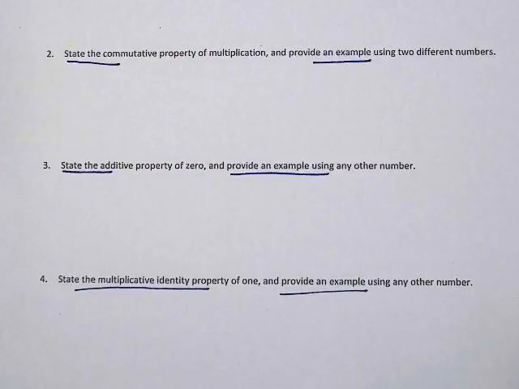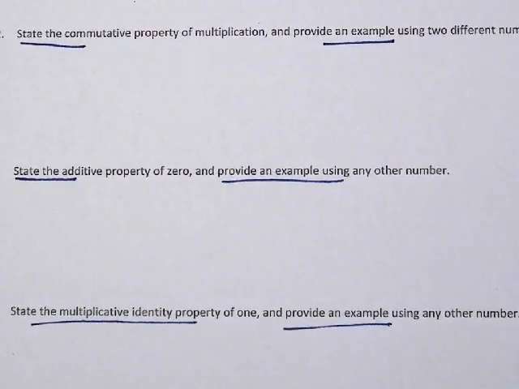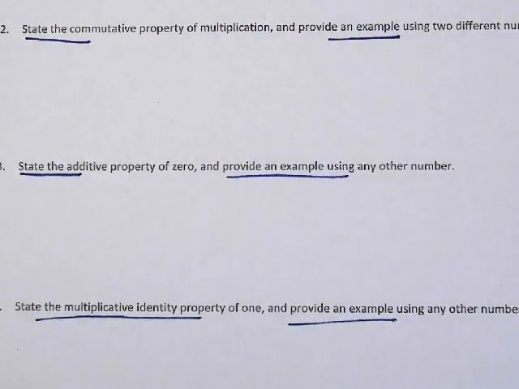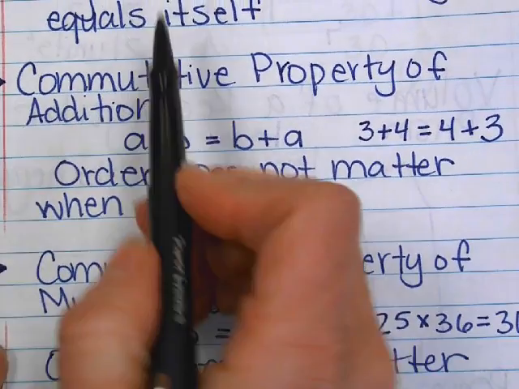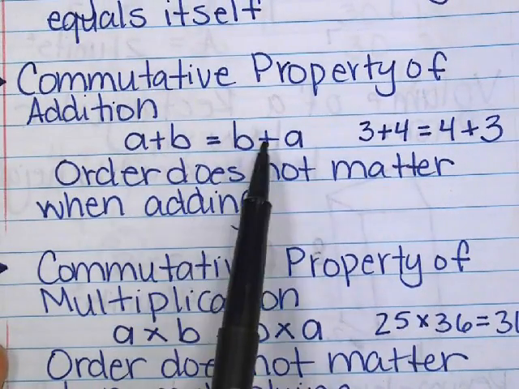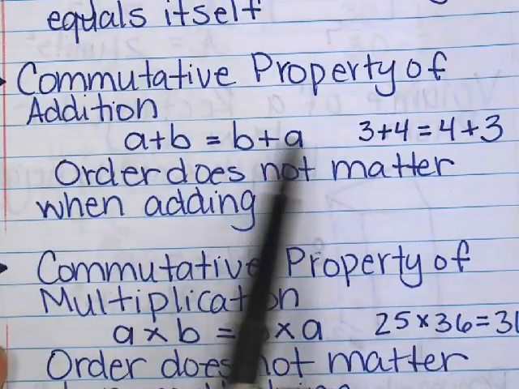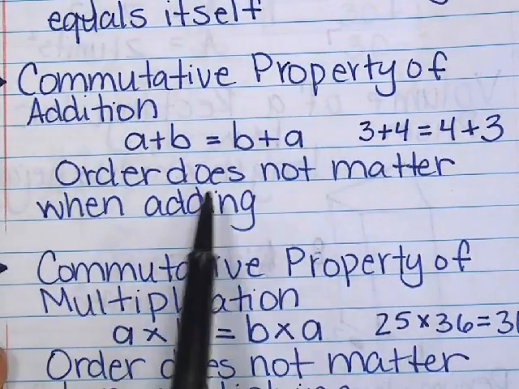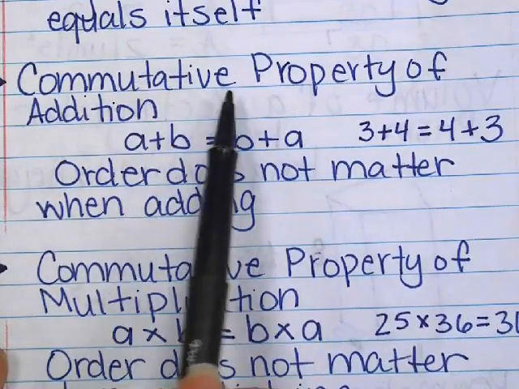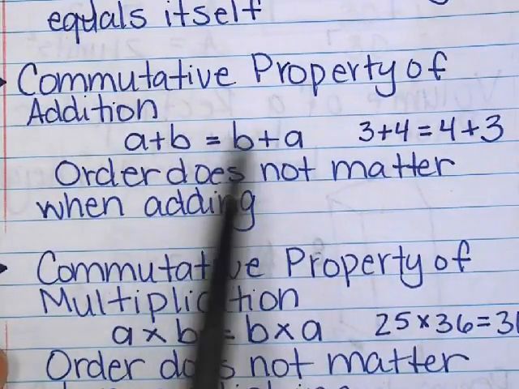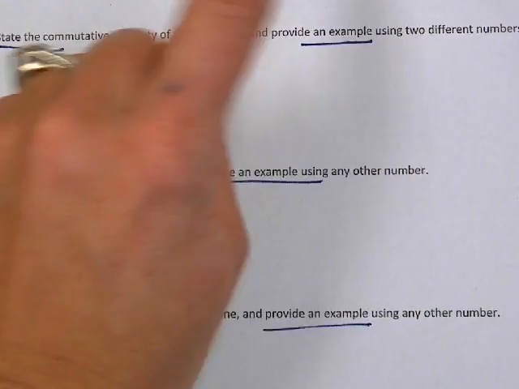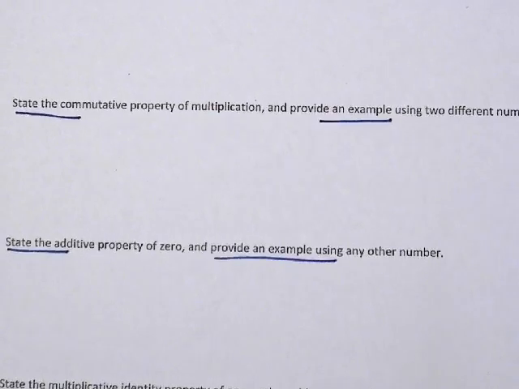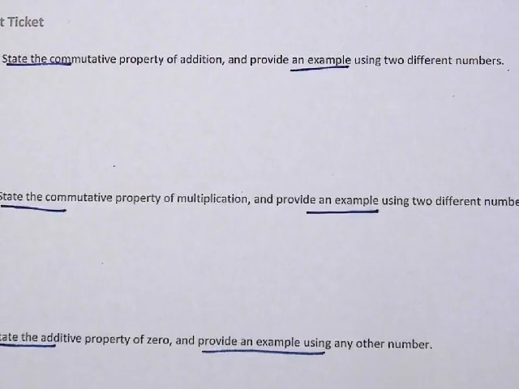Remember, part of stating it is giving the property with the variable. So what I mean by that is, for example, when they say state the commutative property of addition, A plus B equals B plus A is stating the commutative property. Also saying order does not matter when adding. So when you're explaining the commutative property of addition, you want to give the equation that goes with it as well as the words. So that's what they mean by state. And then you also want to provide an example using numbers, and what numbers you choose to use are up to you. Just use different ones than we used in our notes.